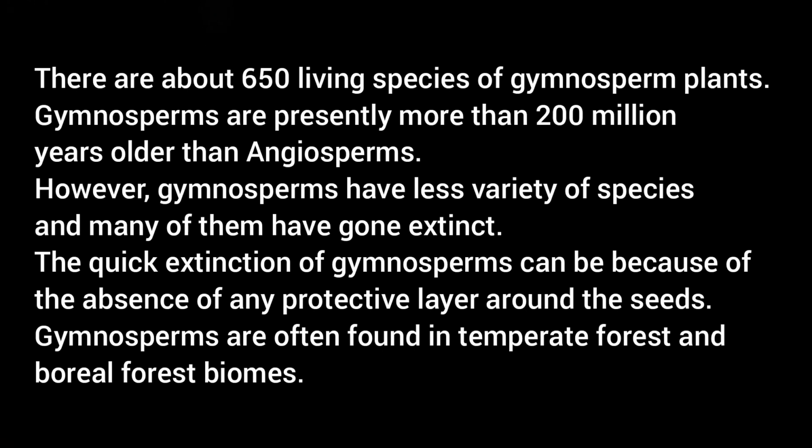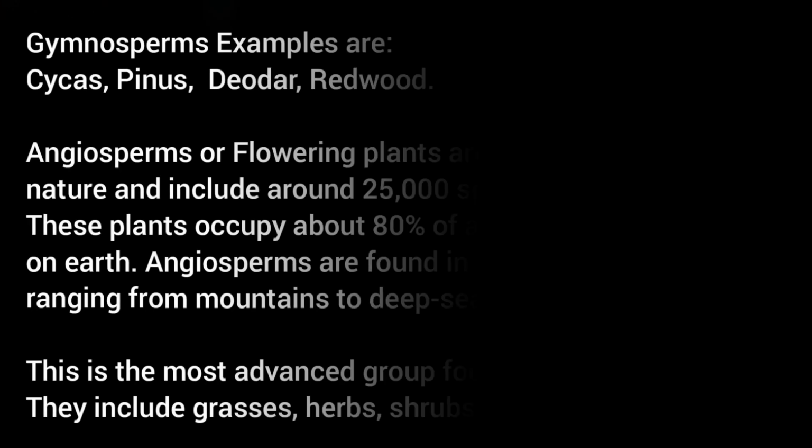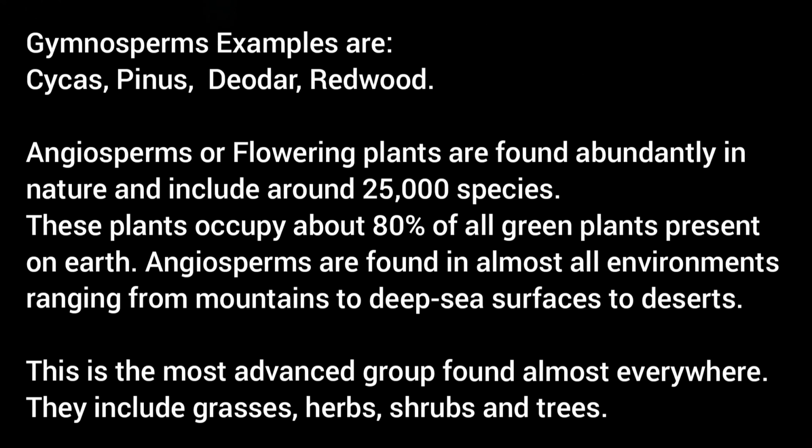There are about 650 living species of gymnosperm plants. Gymnosperms are more than 200 million years older than angiosperms. However, gymnosperms have less variety of species and many of them have gone extinct. The quick extinction of gymnosperms can be because of the absence of any protective layer around the seeds. Gymnosperms are often found in temperate forest and boreal forest biomes. Gymnosperm examples are cycas, pinus, deodar, redwood.